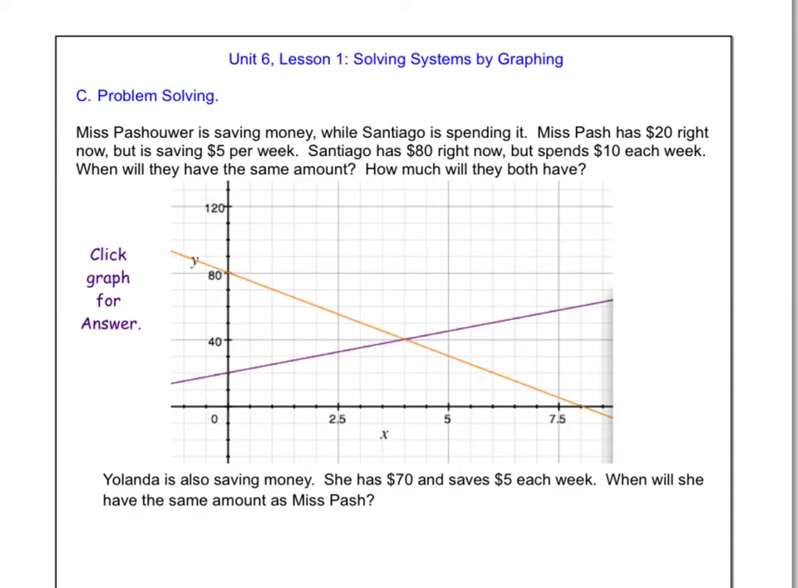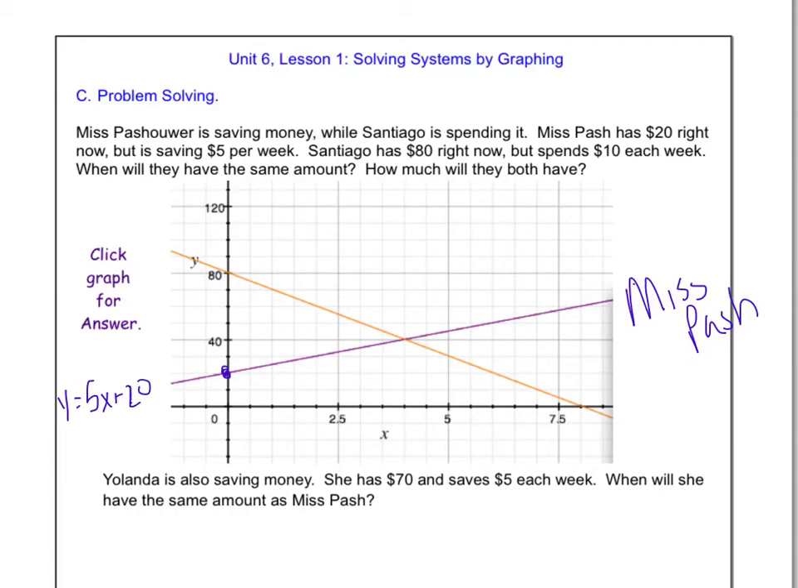So hopefully we can see that in my situation here, this has got to be Miss Pash, right? Miss Pash is in purple. I started out at $20. Okay, hopefully you have that my equation is equal to 5x plus 20. And here I am. That's my situation.